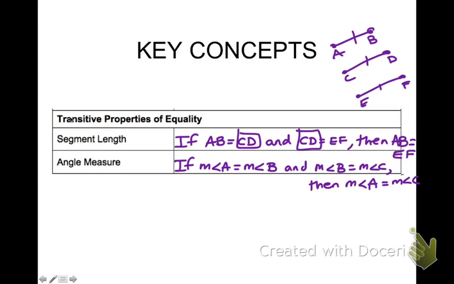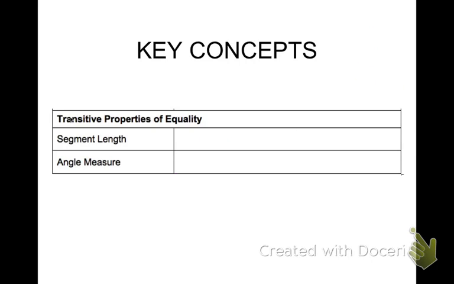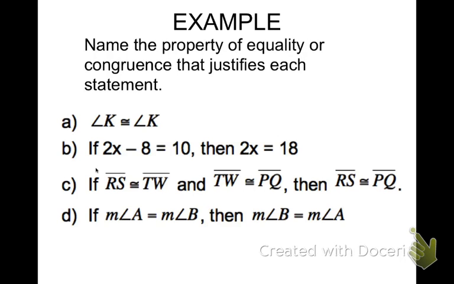All right, so the last example, we have 4 different statements, and we need to verify which property is being used. So for A, we have angle K is congruent to angle K. Reflexive, symmetric, transitive. Reflexive, good. So it is the reflexive property. If you just write reflexive property, I am happy. Technically, we should be specific and say that this is the reflexive property of congruence. It has a congruent symbol. But if you just get reflexive property, I'll be happy.